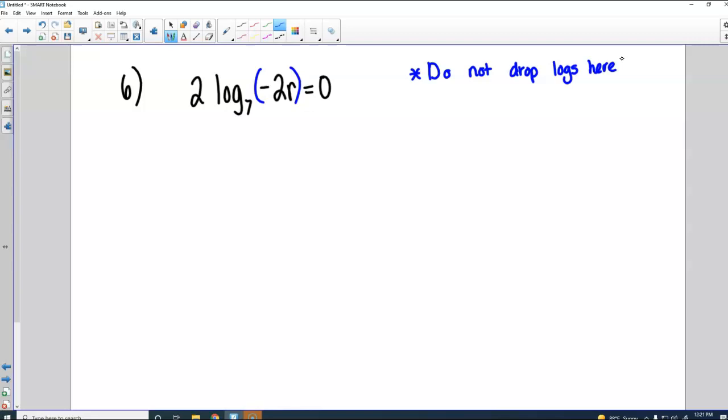So, let's see. You've got a couple options. You could pull this back in as an exponent, but I would not on this because the easiest thing to do with that 2, it's 2 times this log, is just divide it off. So you've got log base 7 of negative 2r equals 0.